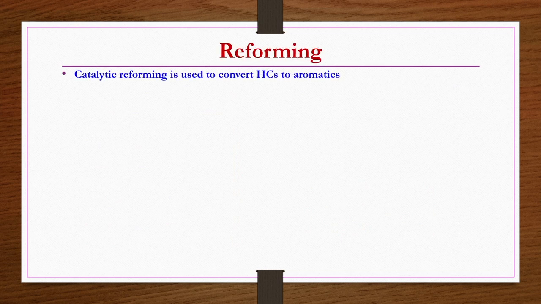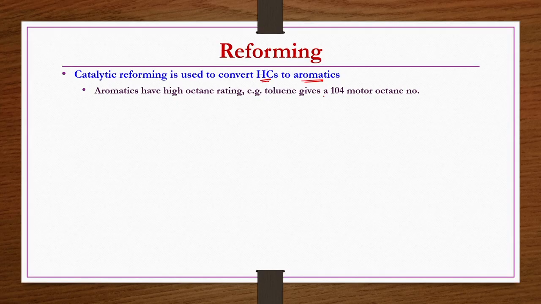Catalytic reforming is used to convert hydrocarbons to aromatics. We see why aromatics formation, and what kind of hydrocarbons are required. Aromatics are in general better, and they improve the octane number if they are present in the final petrol product, right? Aromatics have a high octane rating. For example, toluene gives 104 motor octane number, right? In addition, aromatics are also used as a feedstock for different types of petrochemical industries, which we are going to discuss subsequently, right?